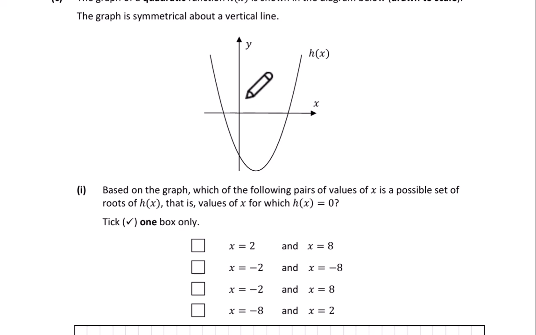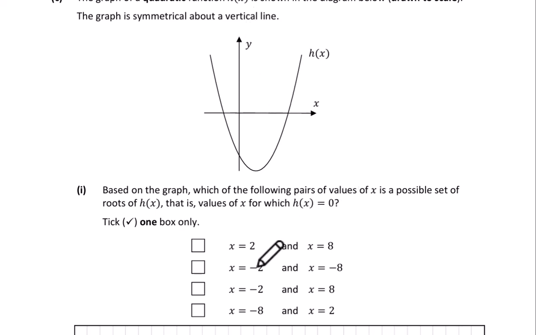So what they're asking for here is a value here. What value do you think that might be? And what value do you think this might be here? Well, if we take 2 and 8, they're two positive numbers. So two positive numbers would have to be out here somewhere to the right of the y-axis. So it couldn't be this one.